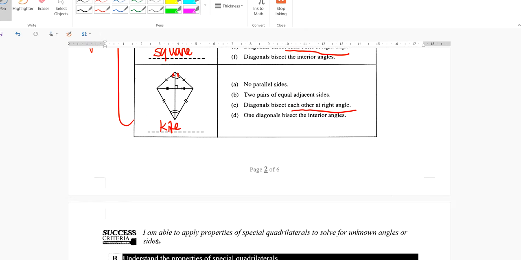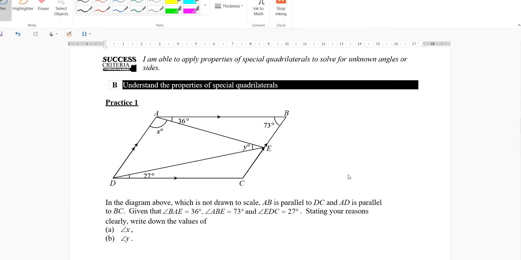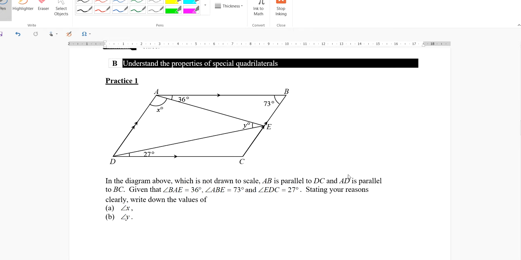Okay, now let's move on to the property. Now we are going to apply the properties right now. I go through practice one, then later on you do it on your own. Whenever you see this, can you tell me what this diagram is called? Parallelogram. Very good. If it's a parallelogram, use your pencil. Whatever you know, you fill out first.